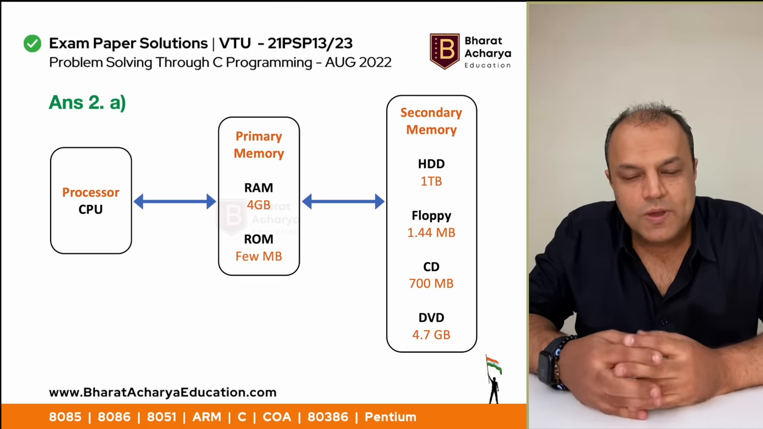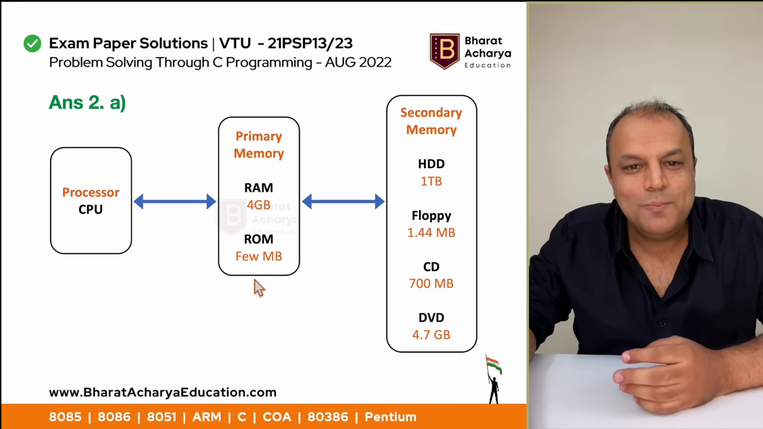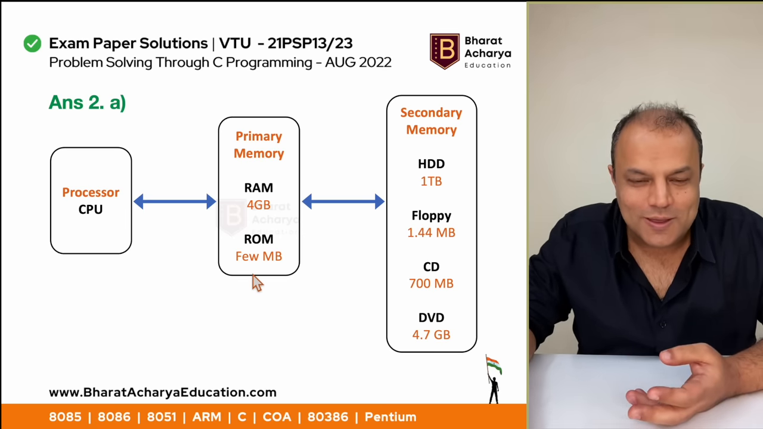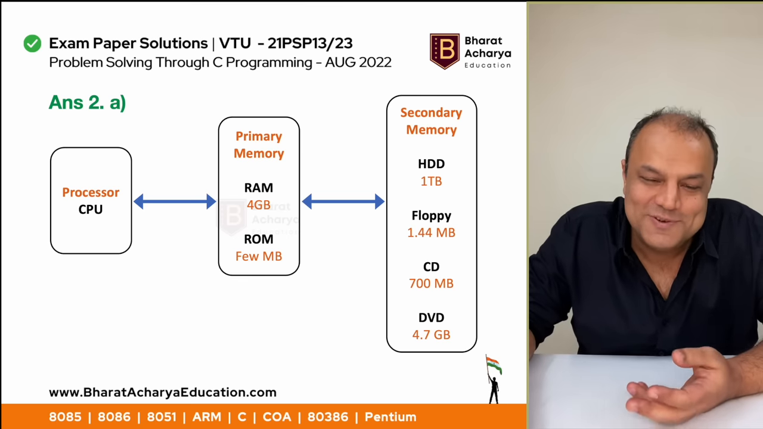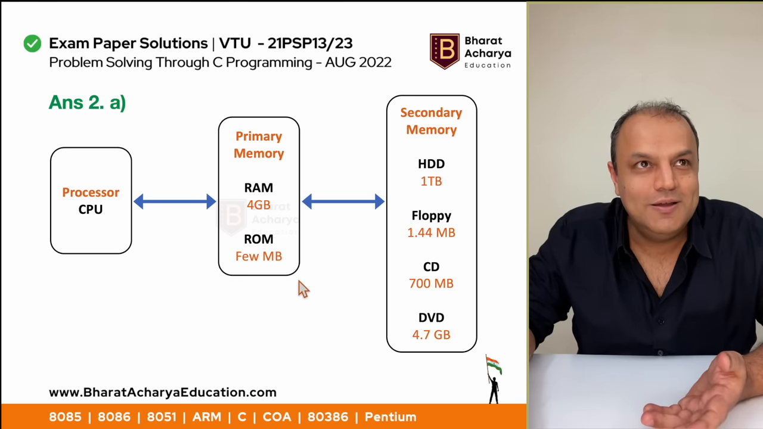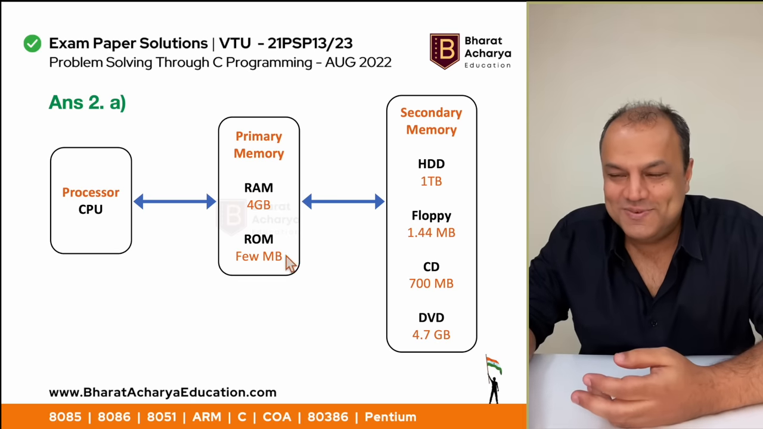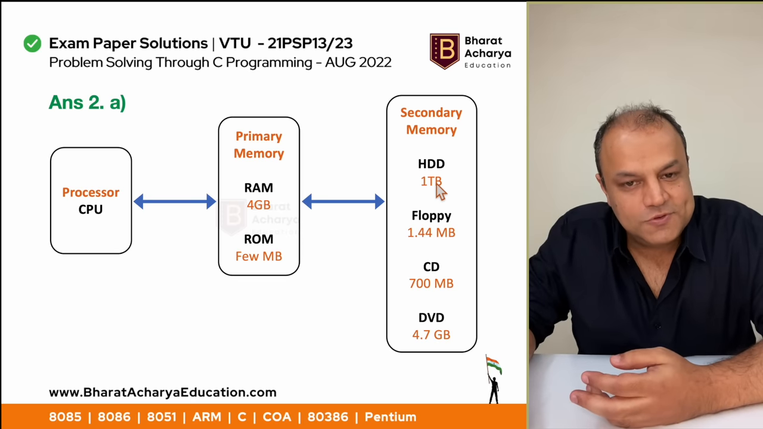So coming back, where is your operating system stored? In your ROM? Out of the question. Impossible. I told you ROM is a few MB. How can an operating system be a few MB? The operating system is the biggest program of your computer. My own app is 11 MB. It won't fit in ROM. My own app. So how can the operating system fit in that? Anyway, so the operating system is stored in your hard disk.